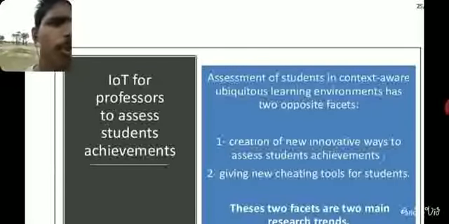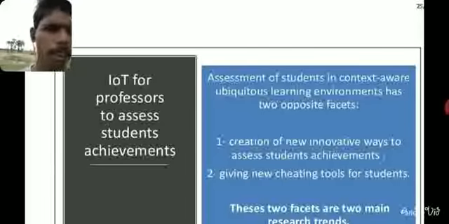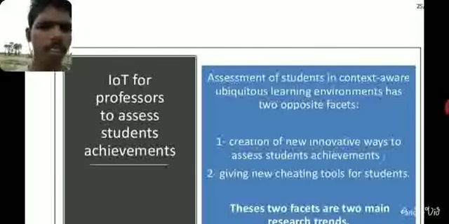So this means creation of new innovative ways to assess students' achievements, and also giving new cheating tools for students. With the increase of internet of things, there is a lot of chance of cheating also through the internet, but some of these still have to improve, and we can make some kind of software to deal with these things.